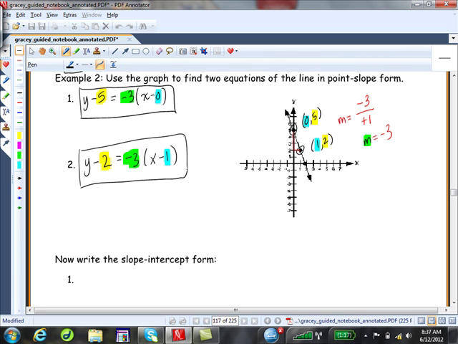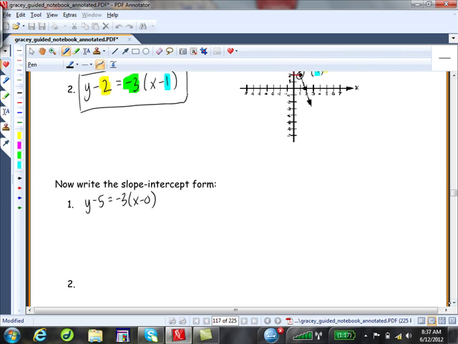All right, so now we want to take these and write them in slope-intercept form. So y minus 5 equals -3 times x minus 0 is the first one. And then that second one I'll just write down. y minus 2 is -3 times x minus 1. So we're going to learn something really interesting here. So go ahead. How do we get this in slope-intercept form?